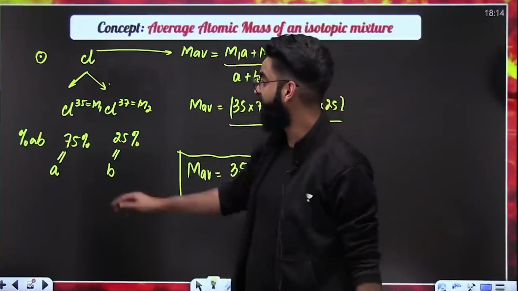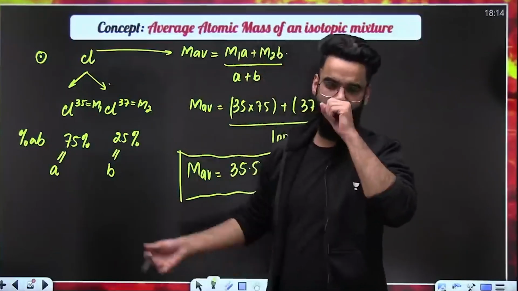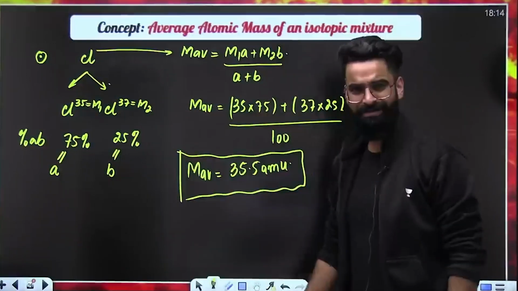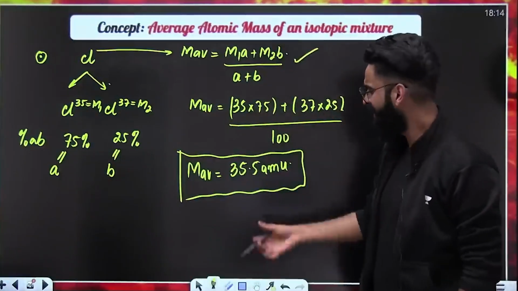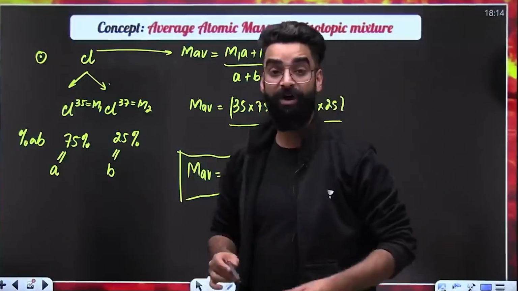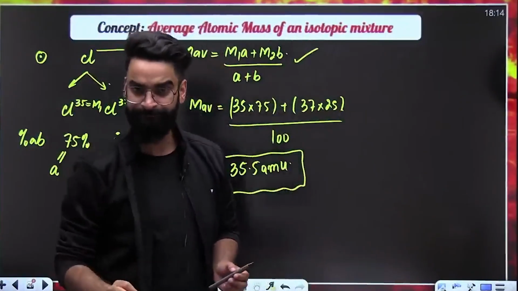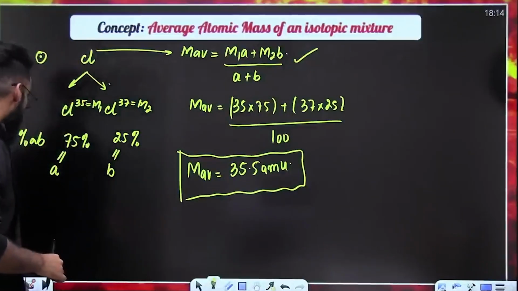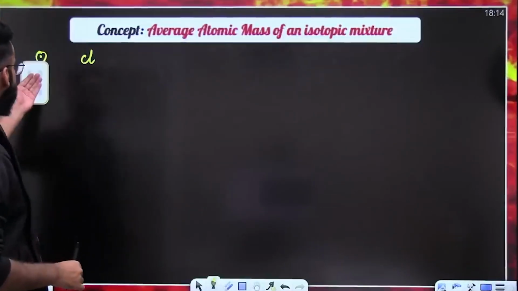And in order to calculate the average atomic mass of an element, what do we need? We need the percentage abundances or mole percentage of these isotopes. Once we get the percentage abundances or mole percentage of the isotopes, you can directly use this result and get the average atomic mass of an element which exists in the form of isotopes. Perfect. Now, they can just modify the question. This was one question which I gave you, right? They can modify the same question.